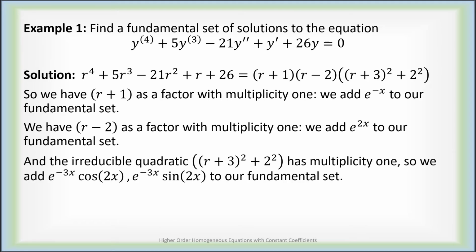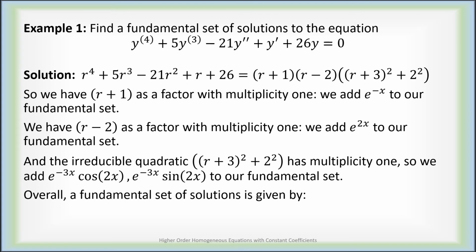And the irreducible quadratic r plus 3 squared plus 2 squared has multiplicity 1. So e to the minus 3x times the cosine and sine of 2x go into our fundamental set of solutions. So overall, we have a fundamental set of solutions given by those four functions: e to the minus x, e to the 2x, e to the minus 3x cos 2x, and e to the minus 3x sine of 2x. With our fourth order differential equation, we have a fundamental set of four functions.